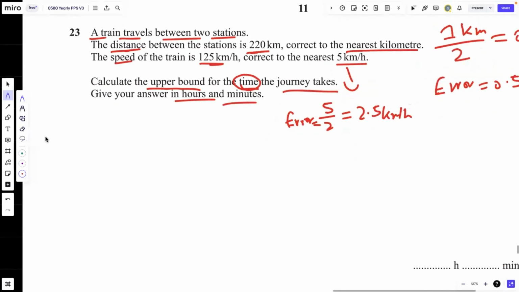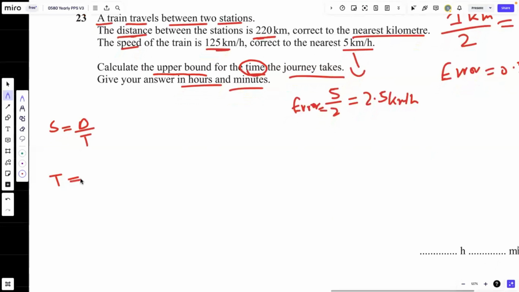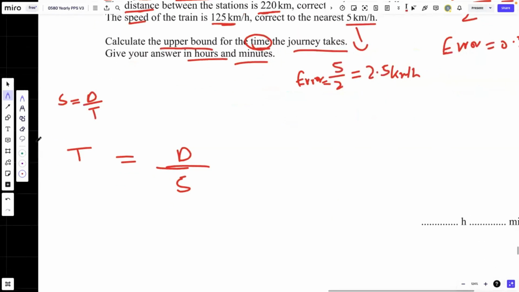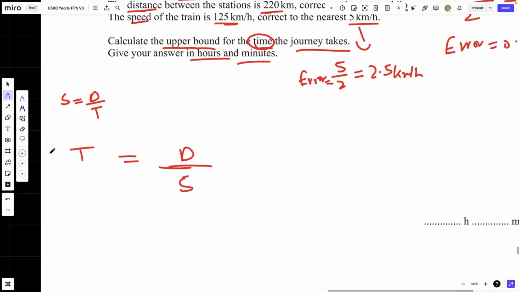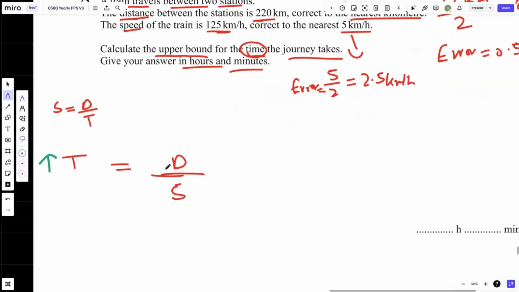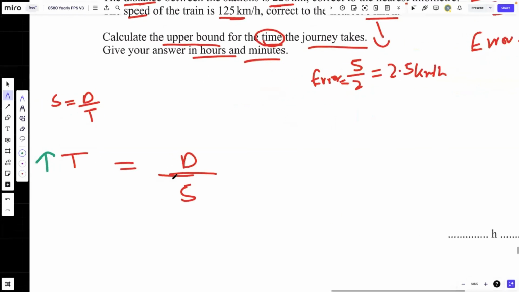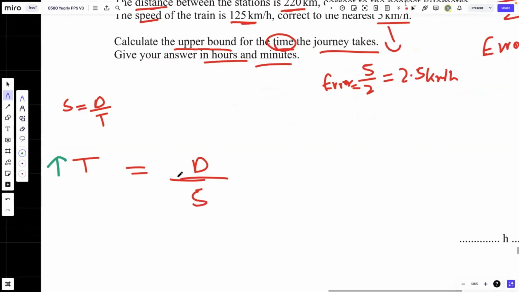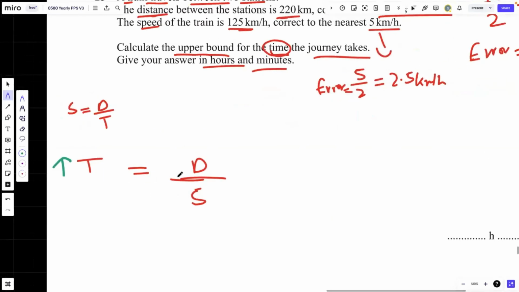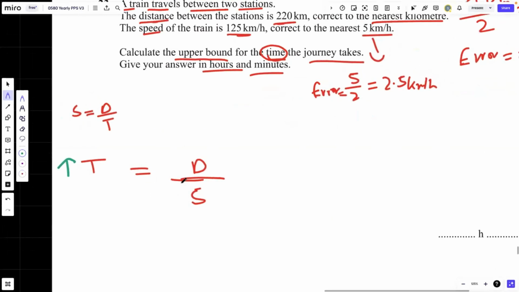First, we need to know the basic formula that connects speed, distance, and time. Then we need to isolate time because we're supposed to find time. So we do know that time equals distance over speed. That's the formula that we're going to use. And now we need the upper bound for time. So what do we need the distance and speed to be? Do we need the lower bounds? Do we need the upper bounds? How do we decide that?